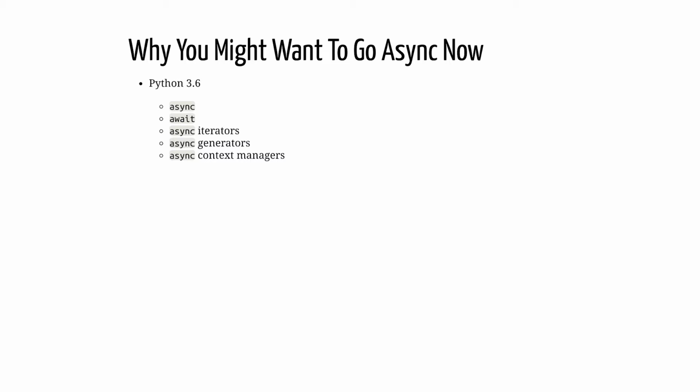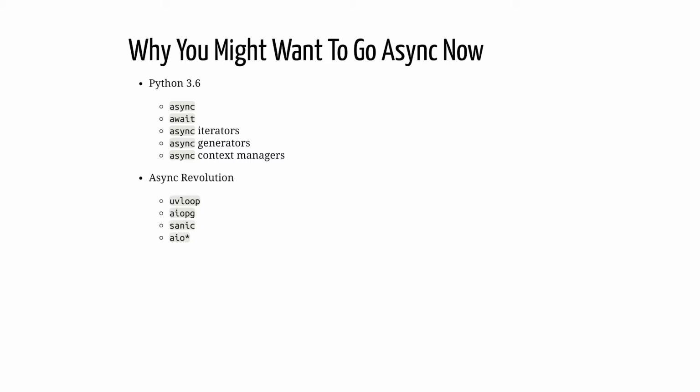And with the async and await keywords, it actually becomes fun and productive and nice to work with async code. It also introduced a bunch of things like asynchronous iterators and generators and context managers, which, if you're familiar with normal iterators or generators or context managers, you probably know why those are really, really useful. And so we also have them in the async world now.